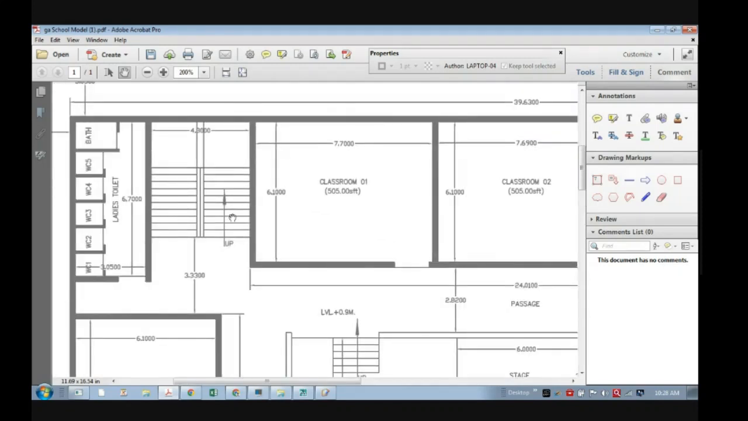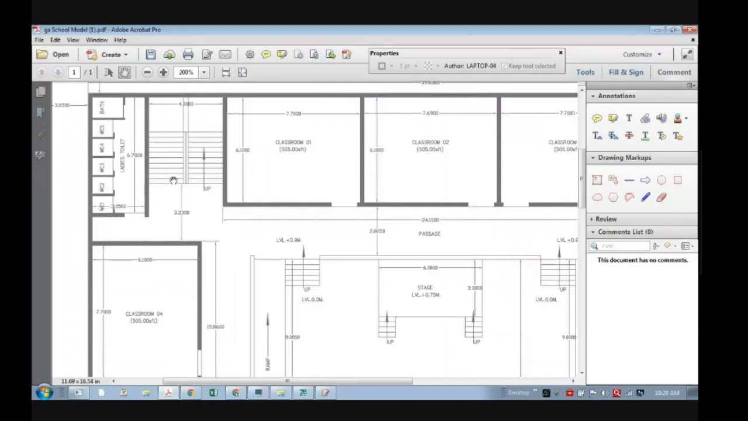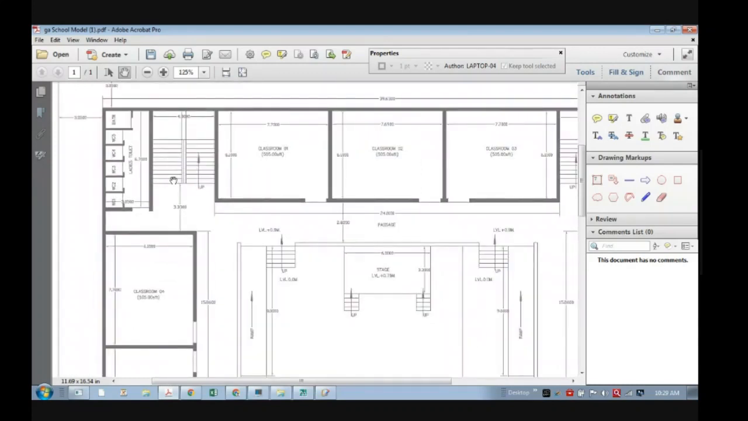So it is clockwise. You will start from here. This is maybe your 0.9 meter level. Then you will climb here, and I think the height of this building is 3.6. Generally, floor to floor height in school buildings is more. Okay, yes sir, roughly 3.6 meter is the floor to floor height.